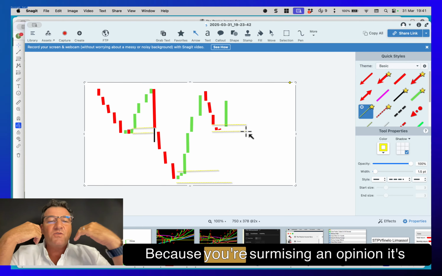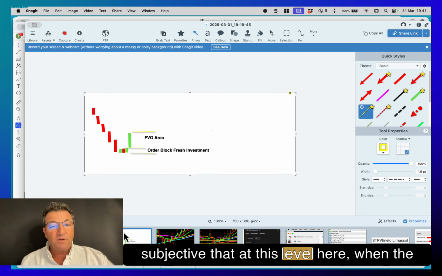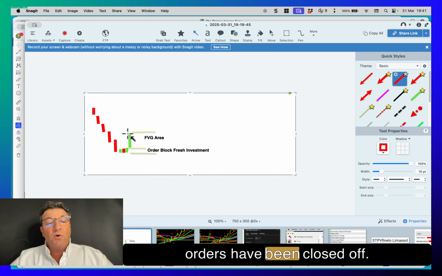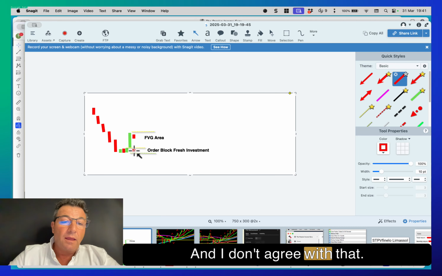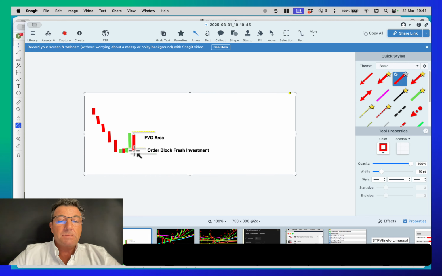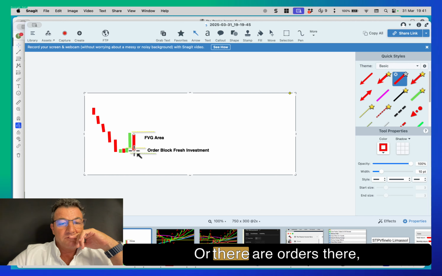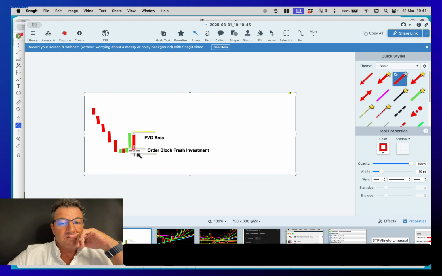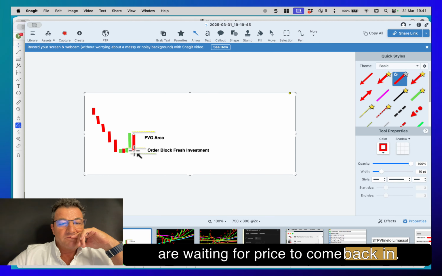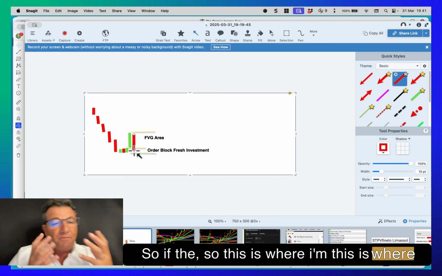This is where we differ in opinion, because you're surmising, it's an opinion, it's subjective, that at this level here, when the price comes down into this area, all the orders have been closed off. And I don't agree with that. I'm saying that we don't know what orders are there. When price comes back into that order block, either the orders are gone and price moves through that level and goes lower, or there are orders there that push the price back up, because all the buy orders are sitting there waiting for price to come back in to trigger their buy orders to move it back up again.